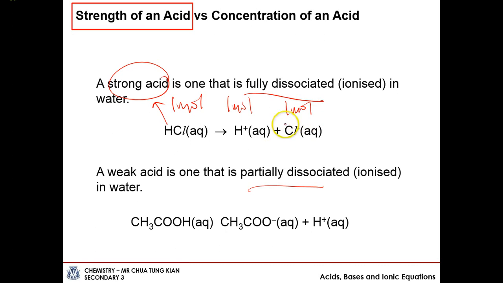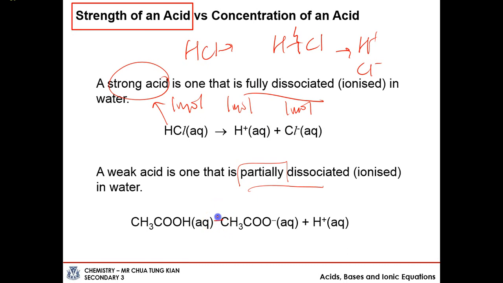So let's ignore this part first because this is the more important part. If I have 1 mole of HCl, I would get 1 mole of H plus in water. Because why? HCl is fully dissociated. The HCl bond breaks to give me H plus and Cl minus. So a weak acid is one which is partially dissociated. It means it is not fully dissociated or not fully ionized in water.